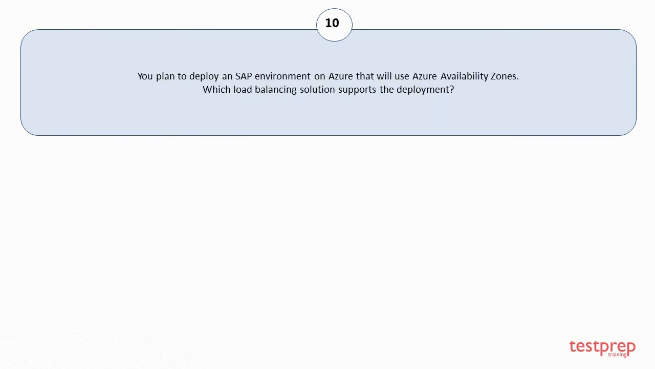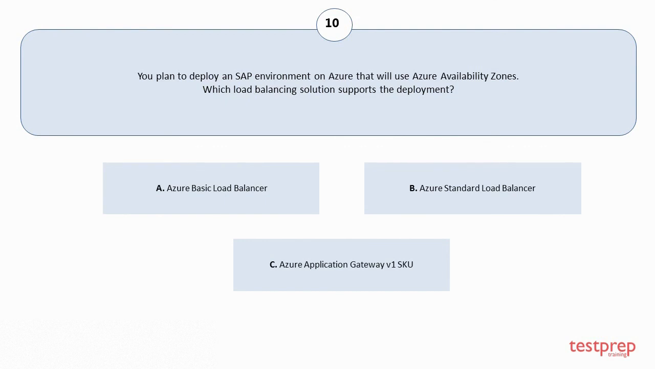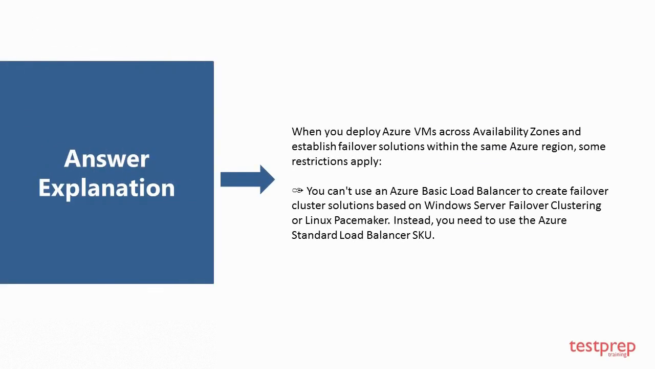You plan to deploy an SAP environment on Azure that will use Azure Availability Zones. Which load balancing solution supports the deployment? Your options are A. Azure Basic Load Balancer, B. Azure Standard Load Balancer, C. Azure Application Gateway v1 SKU. The correct answer is option B. You can refer to the following for the explanation of the answer.